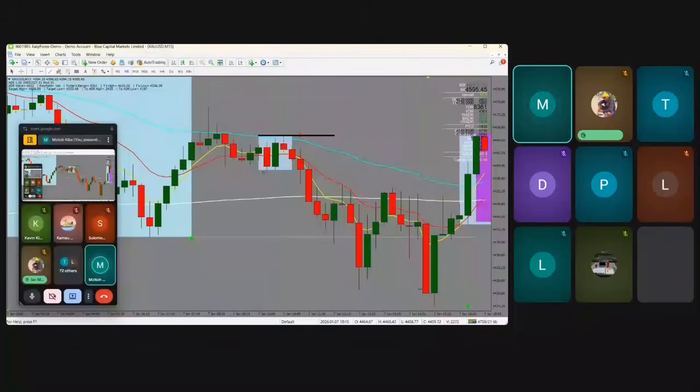Mark the low. So tell me, on this day, did the market break above or below? If you are following, just answer my question. Did the market break above or below? Tell me down there on the chat box.